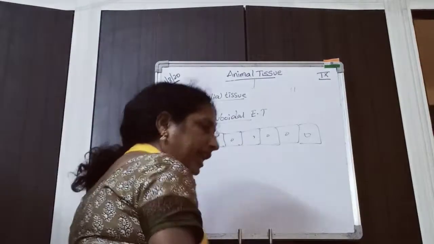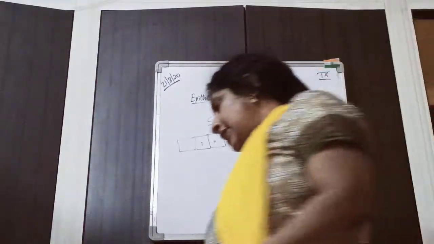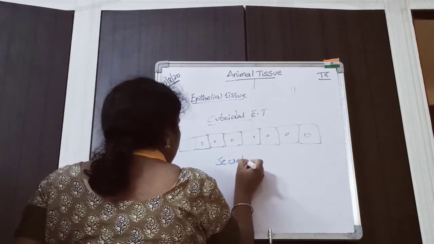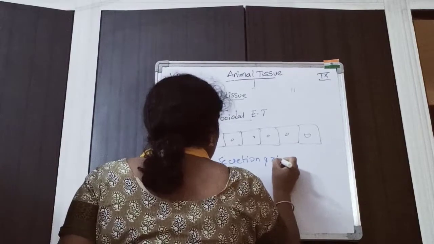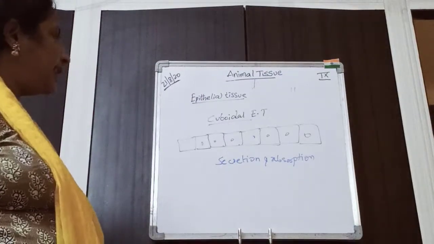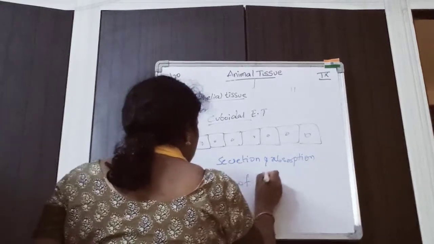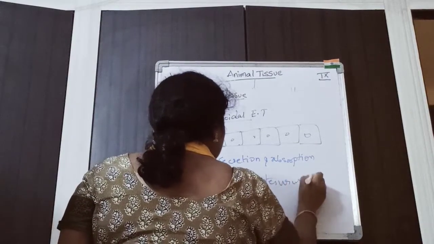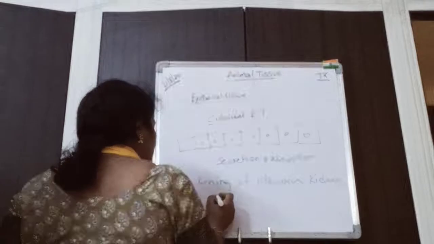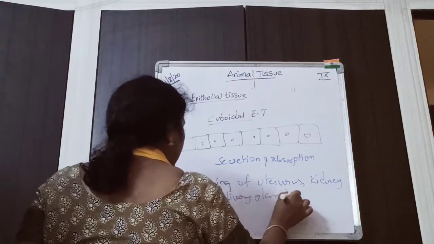The main function of the cuboidal epithelial tissue is also the same as columnar, that is secretion and absorption. Clear? Secretion and absorption. They are mainly present in the lining of the uterus, kidney, salivary glands. They are mainly present in the glands also.